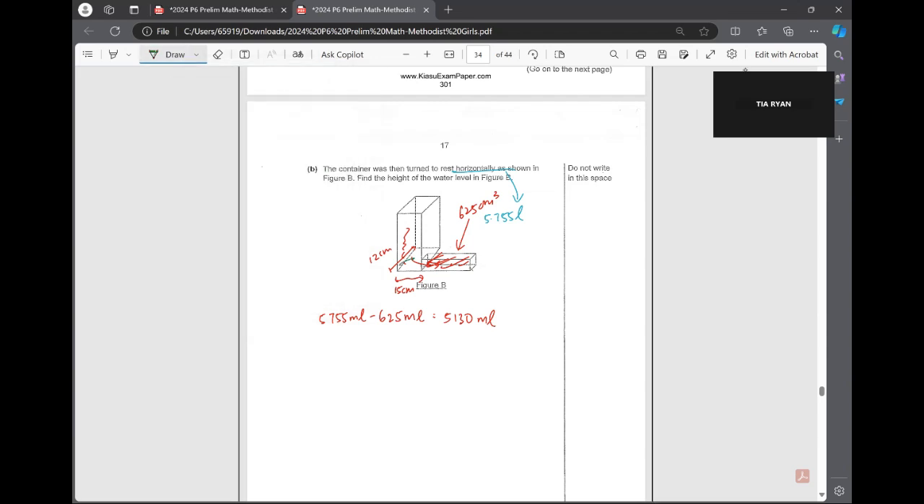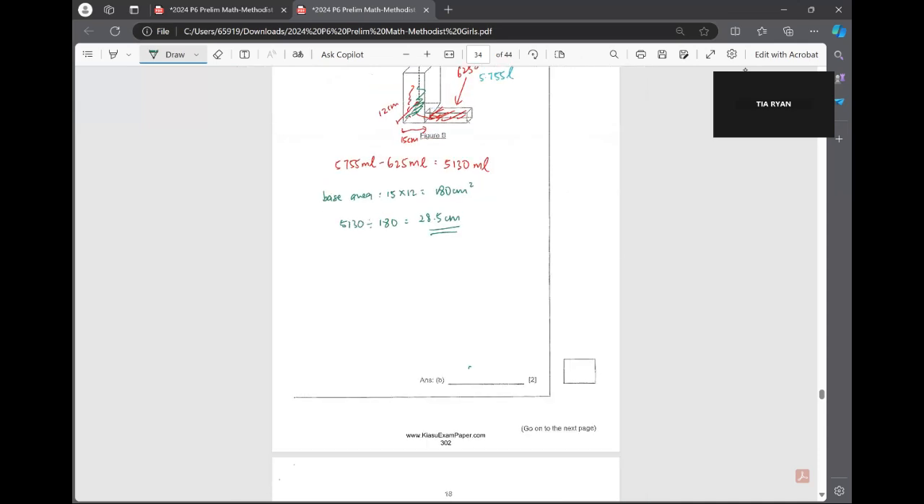Now, I will find the base area of whatever I'm going to fill up in the bigger container, because the water will then grow up from here. But first of all, how do I find the height? I have to find the base area. Therefore, base area is technically 15 multiplied by 12, which is 180 cm squared. Then I take the volume and divide by 180. I'll get an answer of 28.5 cm, and this will be my height for the water level in this question.